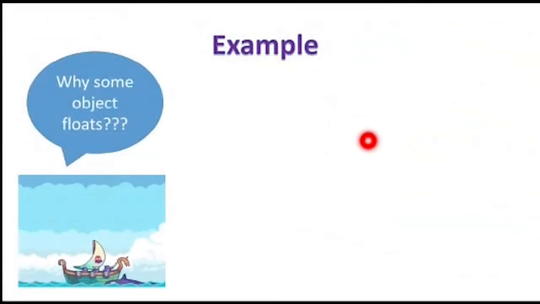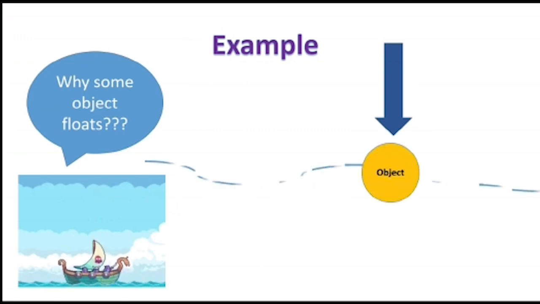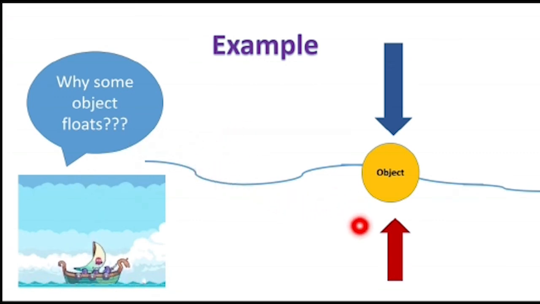So do you know, because of buoyancy we are able to float, we are able to swim. Why do some objects float, right? Some objects float because of the buoyant force. As we know, a buoyant force acts against gravity and pushes the object upwards, right? This is why the objects float, right?